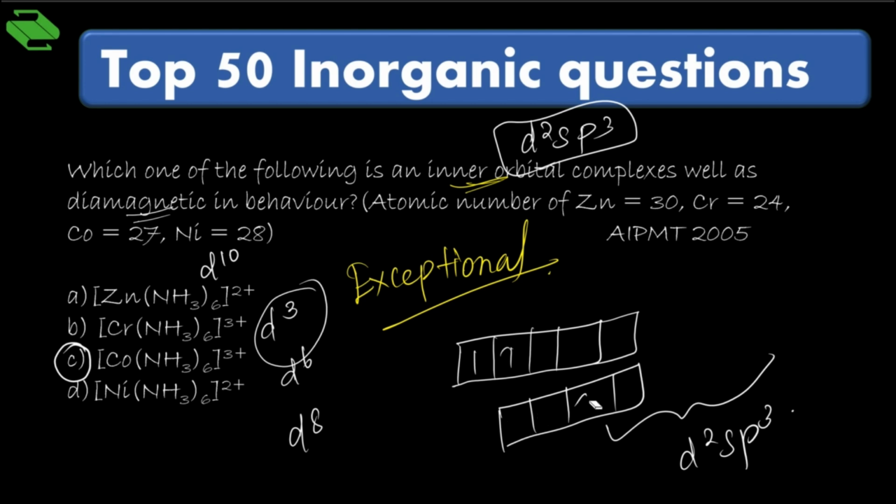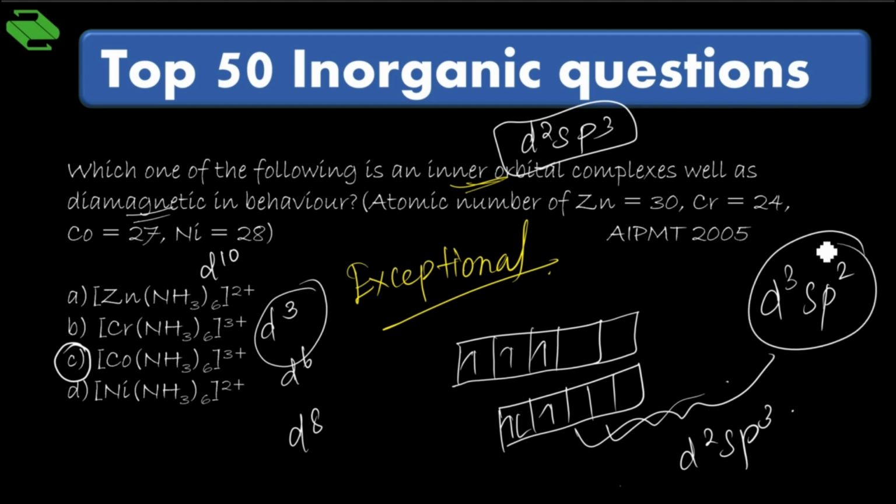So which means if that is getting paired up also, the structure will be like this. The hybridization becomes d3sp2. Is there any hybridization like this? No, right? So that's why it is not acting for chromium, and zinc is fully filled, and nickel also does not work out. So please remember, in this case, this is an exceptional case. The question can be asked from this.